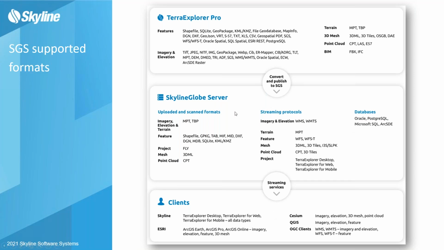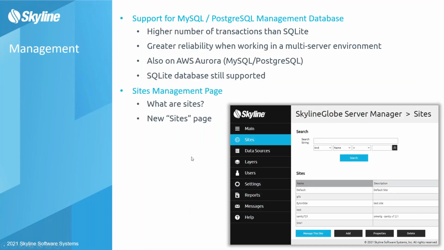And then once everything is put into Skyline Globe server, the data is streamed out to the clients. So we said the Skyline clients that we described, a big amount of the Esri family of products, the Cesium clients, QGIS or other OGC formats. And this is where we go to the actual features that are new and updated in Skyline Globe server version 7.3. One of the major changes we have done is to add support for MySQL, PostgreSQL management database.